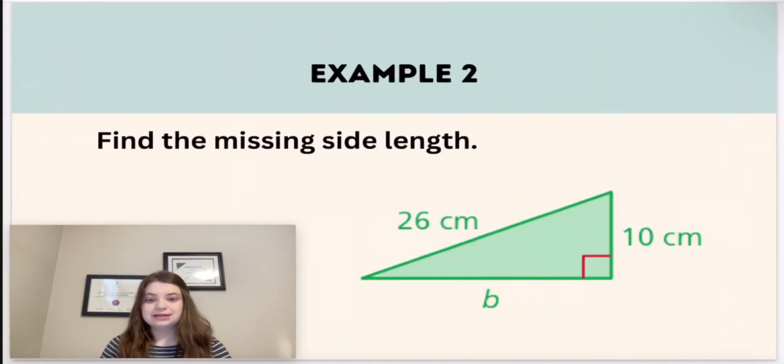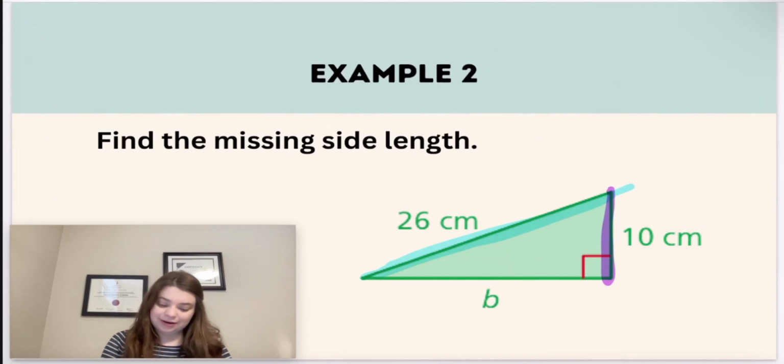Let's do a second example. Here they'd like us once again to find the missing side length. But in this situation, it looks like we have the hypotenuse, which is 26, as our longest side here. We also have one of the legs, which is 10. And in this case, it's b we're missing. It's one of the legs that we're missing, not the hypotenuse.